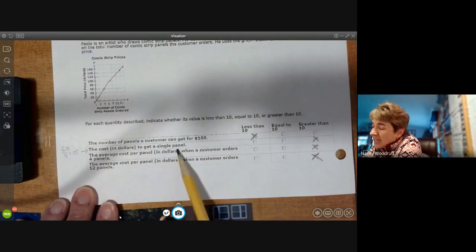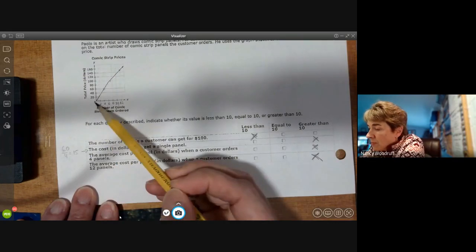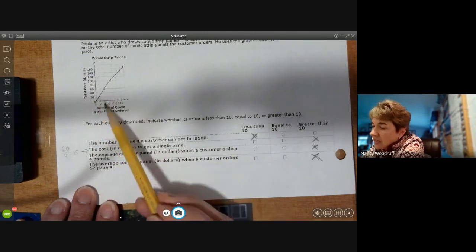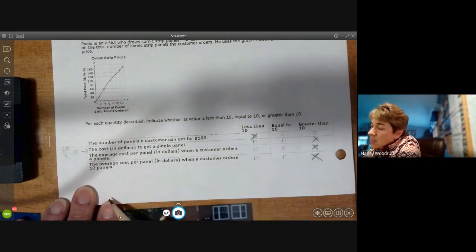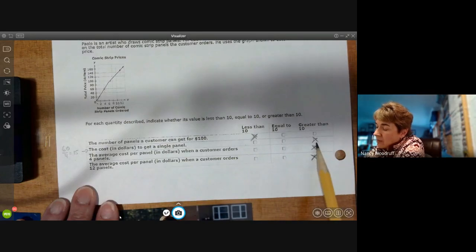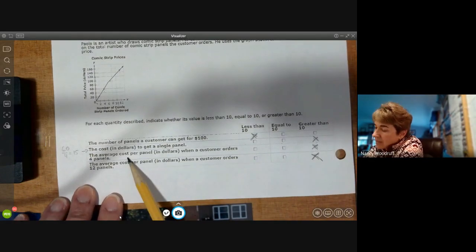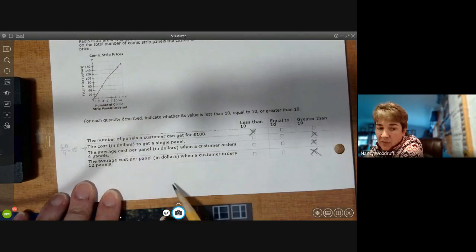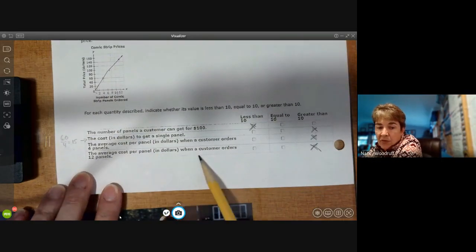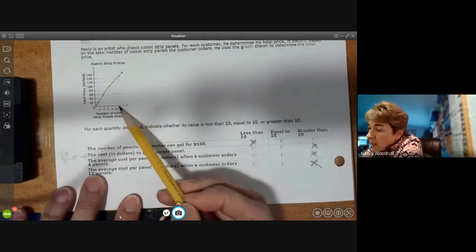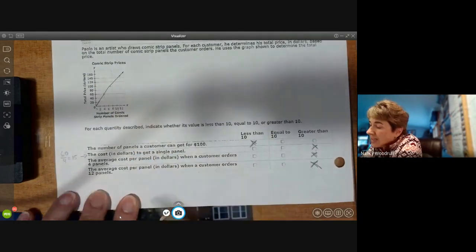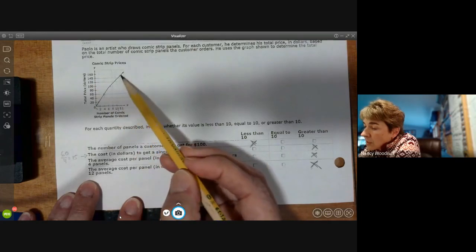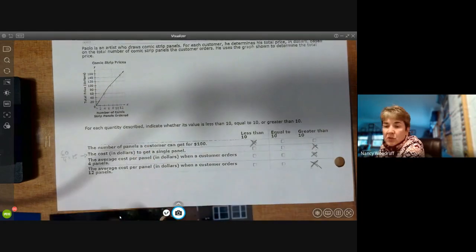The cost in dollars to get a single panel is really hard to see here, but remember that the slope of this line is going to be constant. So if you look at this point and take the 60 divided by 4, the slope of this line is 15. So the cost would be more than 10. It's $15. The next one is what we just did. The average cost for 4 panels is there's 60, and 60 divided by 4 is 15. And the average cost per panel in dollars when the customer orders 12, you'd come up to 12, hit, and kind of go over, and you can see that it would be greater than the 10 because that 140 divided by 12. So that should take care of that.